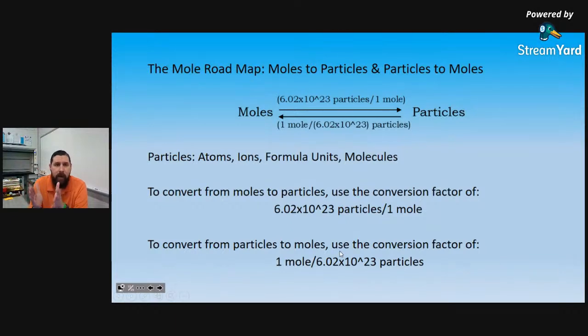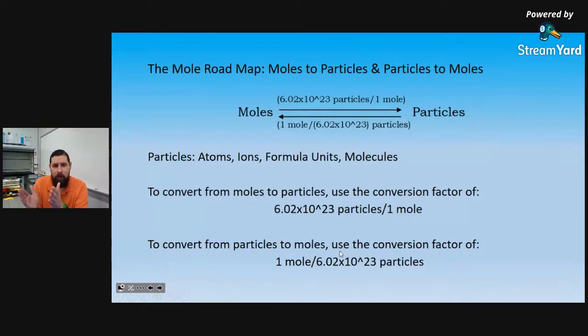Beyond that, to be able to convert from moles to these particles, we're always going to use the conversion factor of Avogadro's number of particles per 1 mole. And again, the reason, just like in grams to moles and moles to grams, is because we need to cancel out units properly. So if our starting amount is in moles, we want to make sure that that unit is in our denominator of the conversion factor.